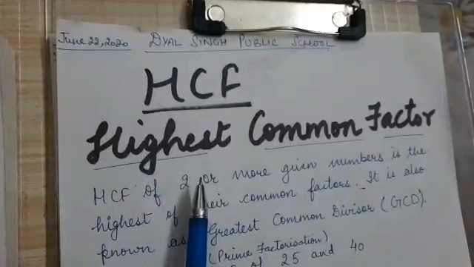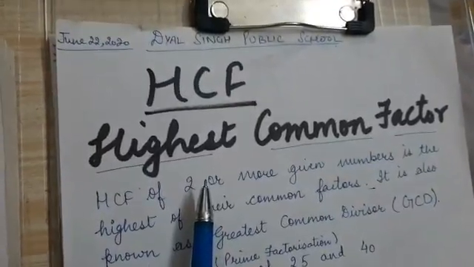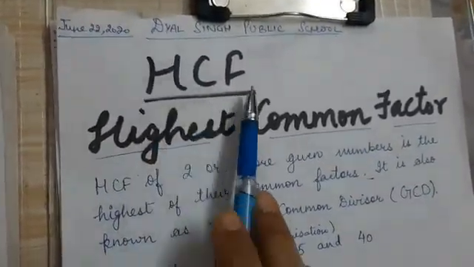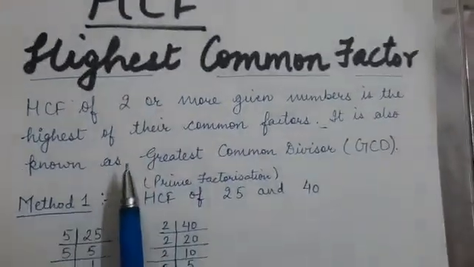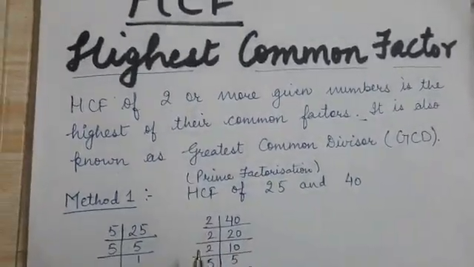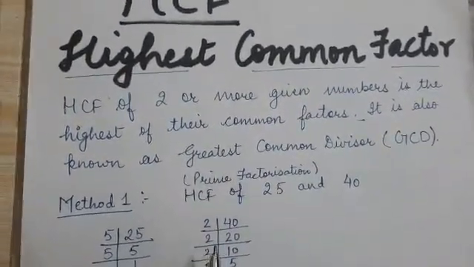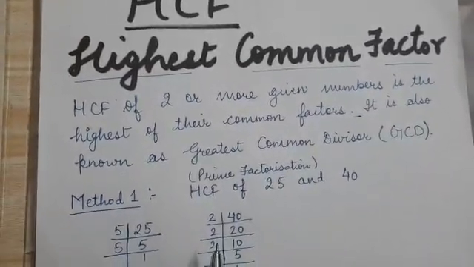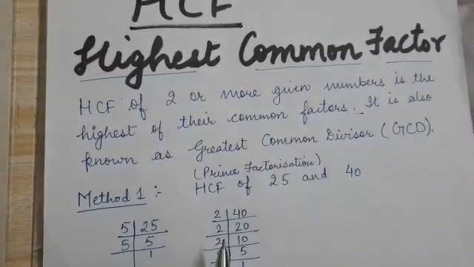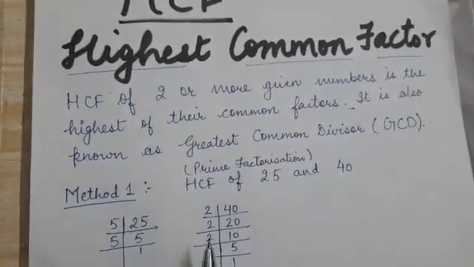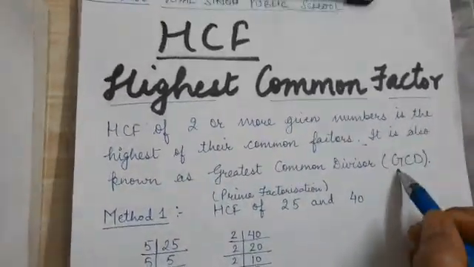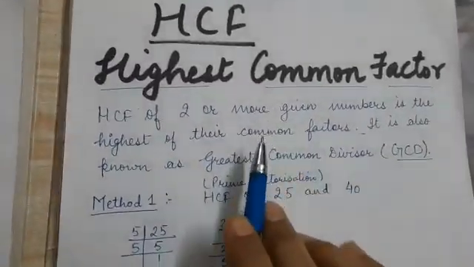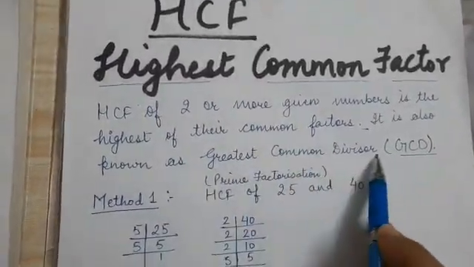The highest common factor is abbreviated as HCF. HCF of two or more given numbers is the highest of their common factors, and it is also known as greatest common divisor and is abbreviated as GCD. So any highest common factor is also known as greatest common divisor.